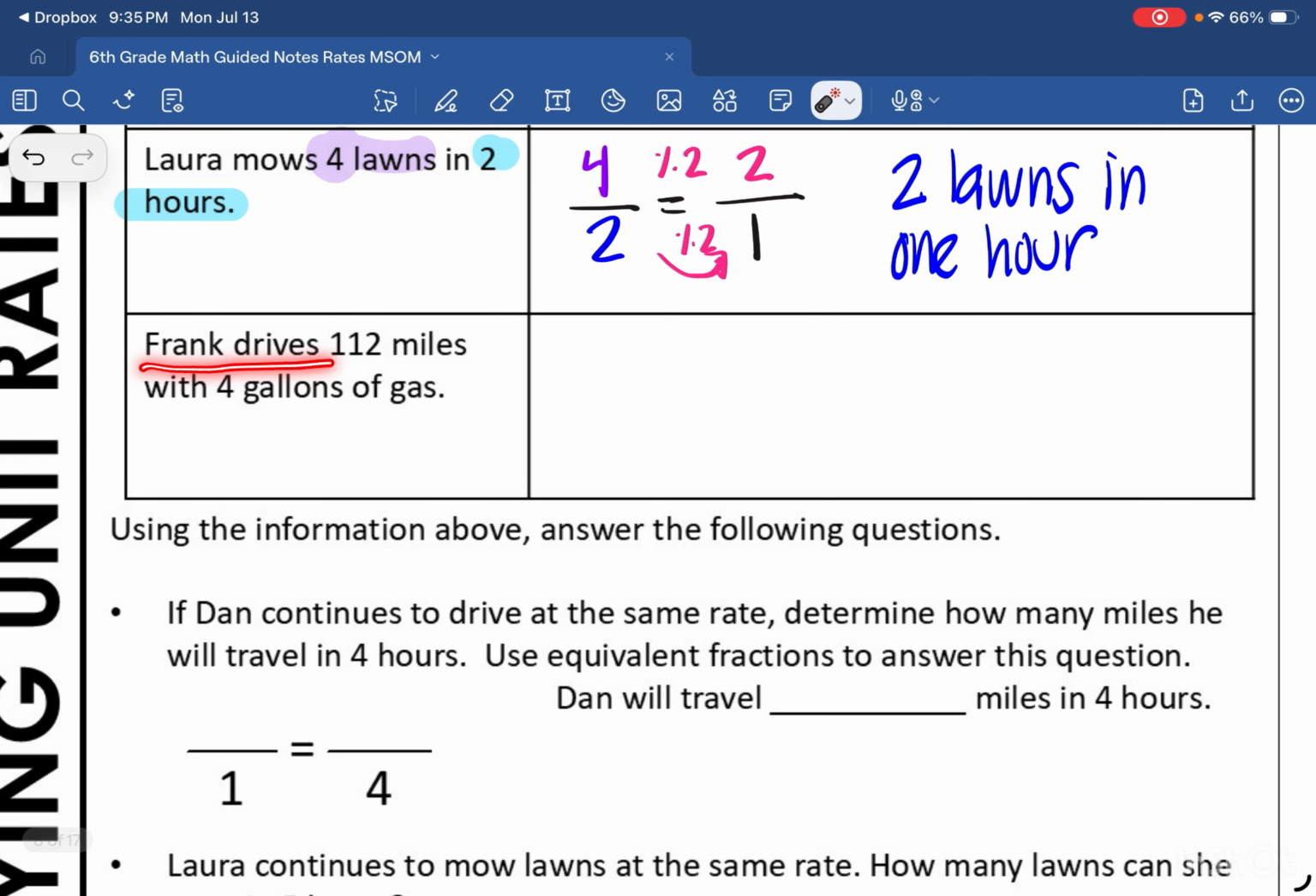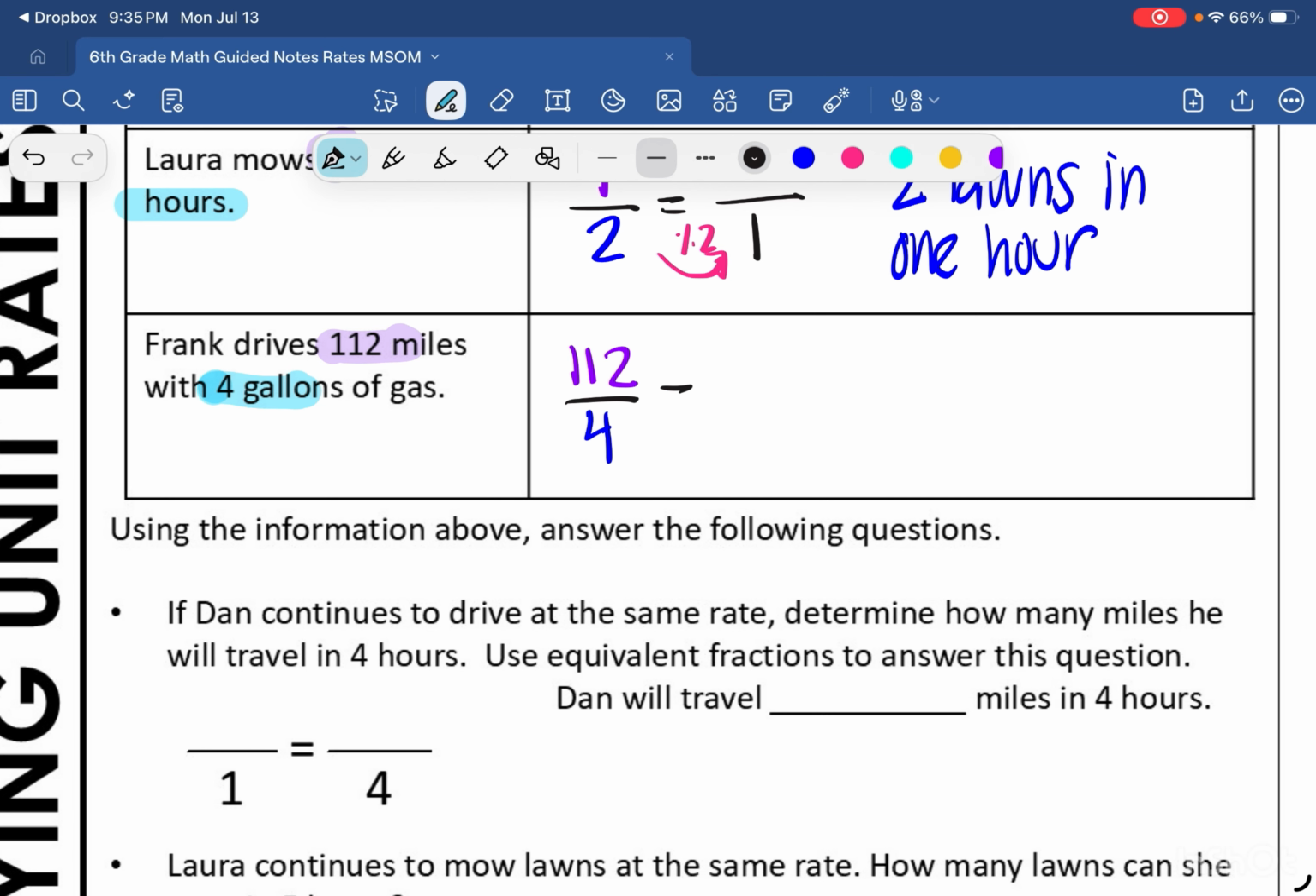Frank drives 112 miles with 4 gallons of gas. My numerator will be 112 and my denominator would be 4. I want my denominator to be 1. How do I get from 4 to 1 using multiplication or division? I'm going to divide by 4. 112 divided by 4 gives me 28. So my unit rate is 28 miles per gallon.